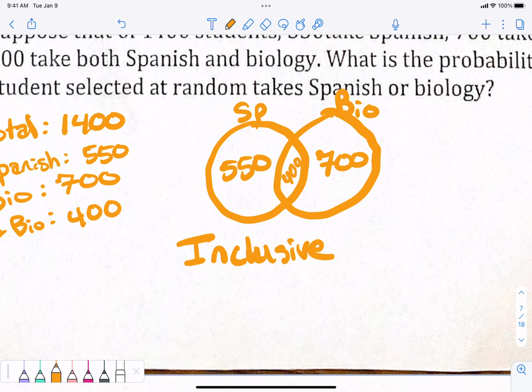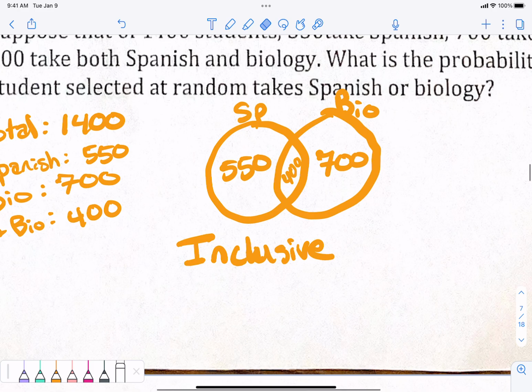Okay? All right, now, before we answer this question, hold on just a second. How many students are in Spanish but not biology? 150, because 550 is the total, right? And 400 out of this is also in biology. So there's 150 over here that are in Spanish only. Does that make sense? How many are in biology only and not in Spanish? 300. You see how that works? Yeah? Okay, so let's answer the question.